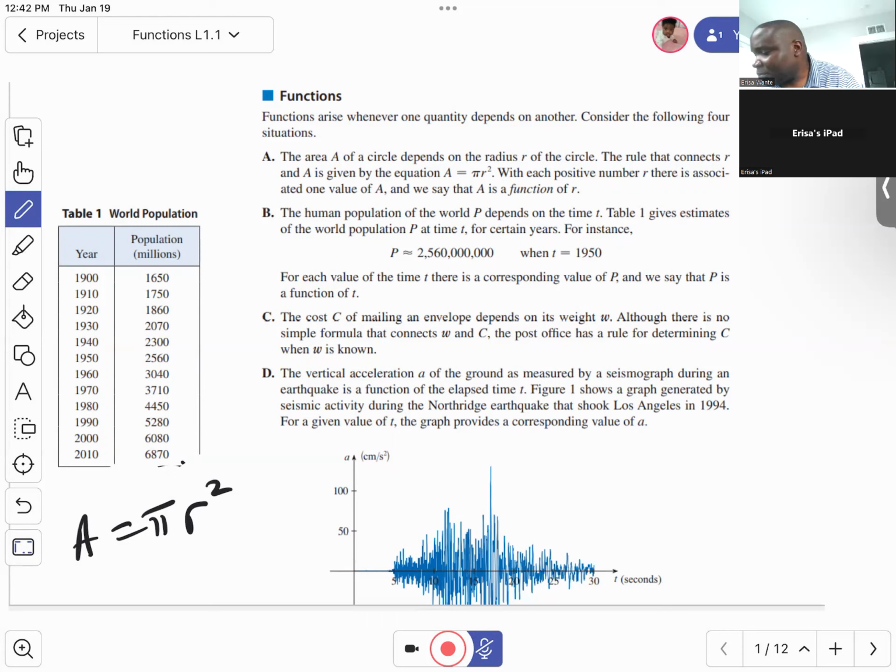We have also been talking about the volume of a sphere, which is given by V equals 4/3 pi times the radius cubed. So you select values for the radius r, and then you get the volume V. So in this case, the volume depends on the radius. So volume is a function of the radius. And that's what we want to discuss in this class, okay? What is a function?